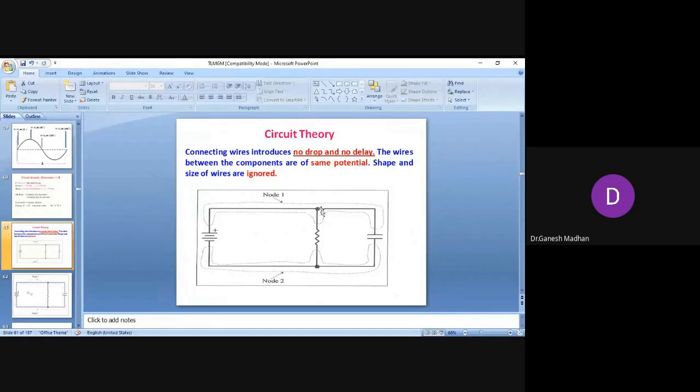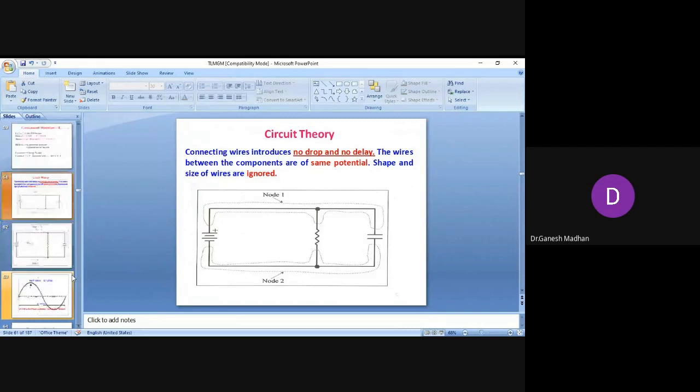You see here, node 1, node 2, 3 components are connected, and for all practical purposes, the battery node, resistor node, capacitor node, even though they are connected by the same wire, they are at the same potential. The ground wire is connected at the same potential. Even though there is a physical wire of 5 centimeters or 3 centimeters, they are practically at the same potential. Why? Because the dimension of the wire is very small compared to the operating wavelength.